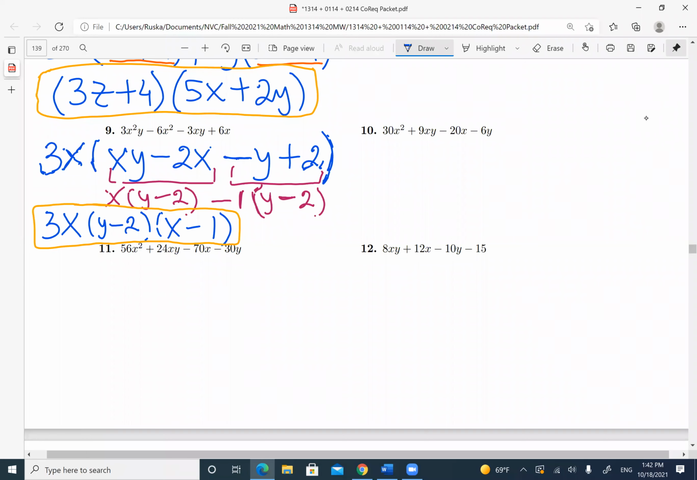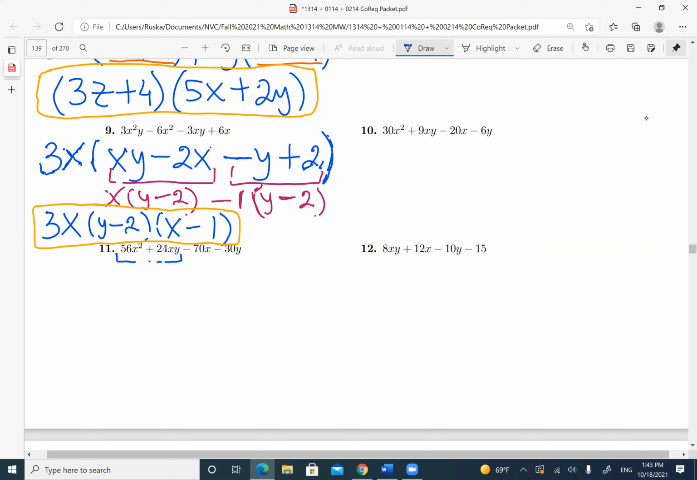Looks like they don't have anything in common, right? Because the first 3 have x, and the last one doesn't have x. The last 3 have y. No, 2 of those have y, and 2 of those don't have y. So they don't have anything in common, pretty much. Can you see something in common? No. And the numbers are 70, 30, so there is no 7 in common, there is no 3 in common. So we're just gonna continue with factor by grouping.